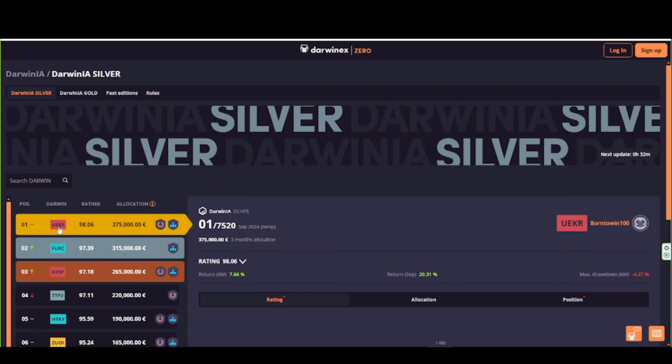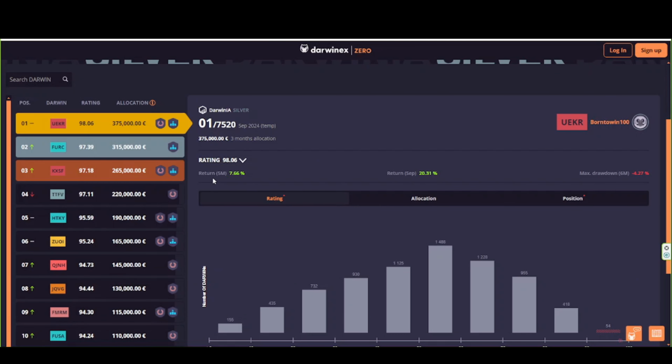So this is what the Darwin would look like, UEKR. You get to decide what your Darwin is called, and usually it's either 4 letters or 3 letters. This one is UEKR, and this month their rating is 98.06, which is impressive. This is the September competition. By the end of September, if they stay number 1, then they'll get 375,000. We can see their return for the last 5 months was 7.66%, and their return this month alone is 20.31%, with a maximum drawdown of minus 4.27%. As long as this person doesn't get beaten, that's what they're going to get.